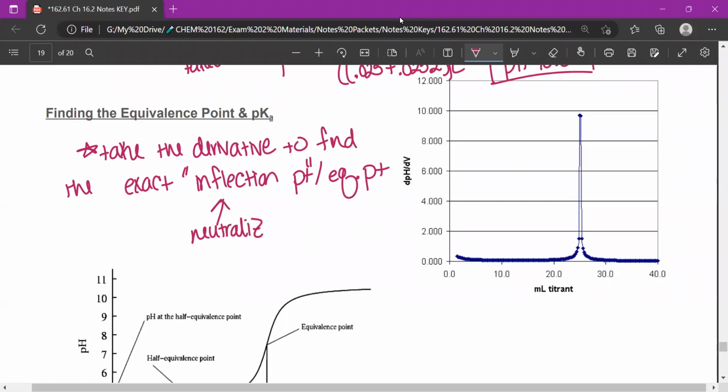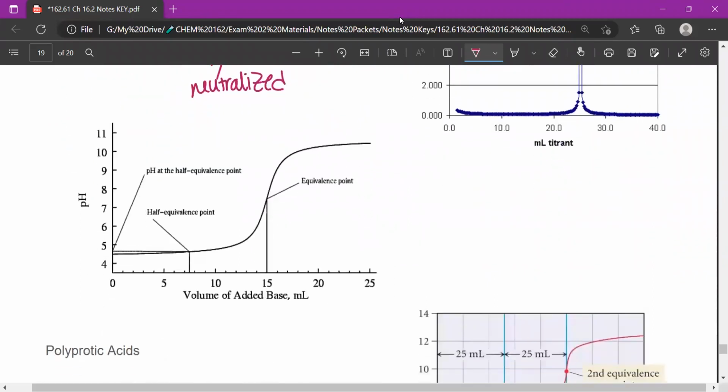Inflection point is completely neutralized. Now, why do we care about that? Well, if you can figure out where it was completely neutralized, you can find half of that. That's where the money is, all right? I'm looking at this. Say I took the derivative and found the exact equivalence point. It took 15 milliliters to get to the equivalence point. I can find that from this graph. Now, what's half of 15? 7.5. So this is called the halfway to the equivalence point.